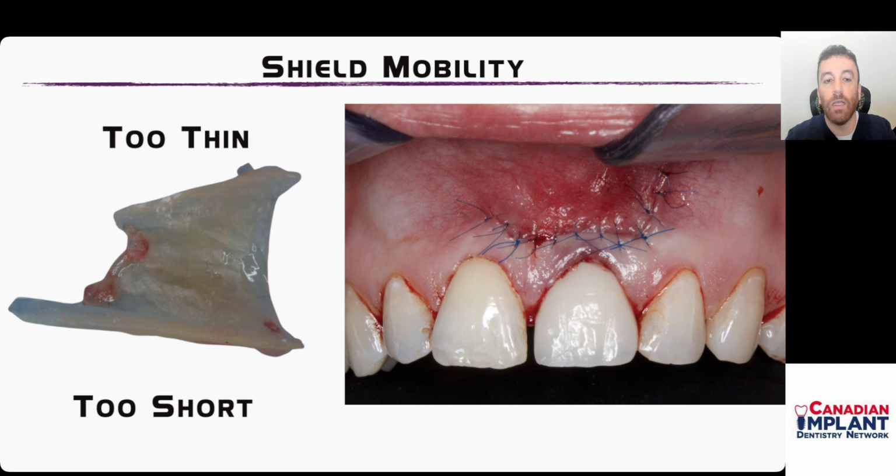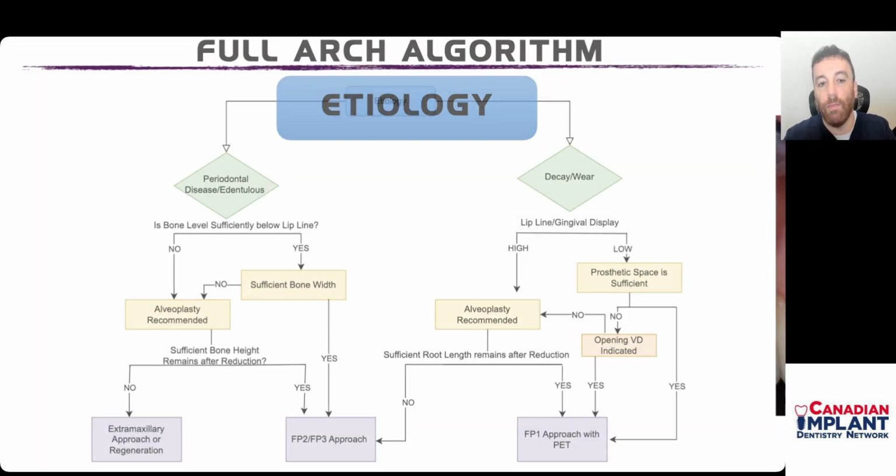So in this case, contributed by Dr. Luckman, he ended up removing the shield. The implant was osseointegrated, and he was able to still keep the implant.